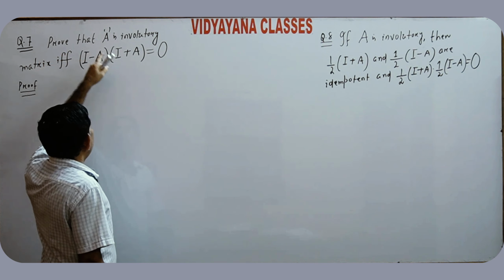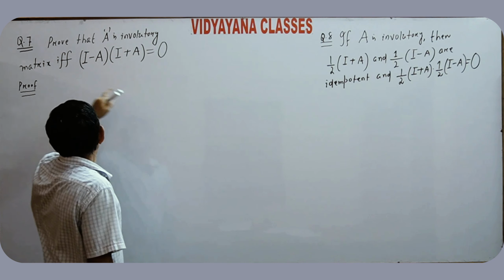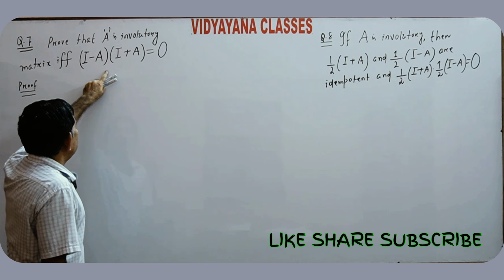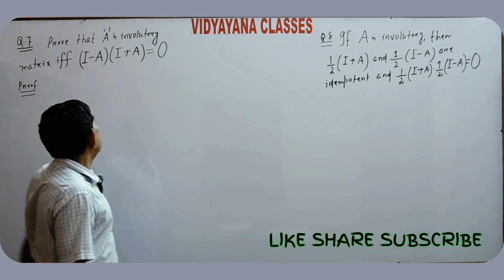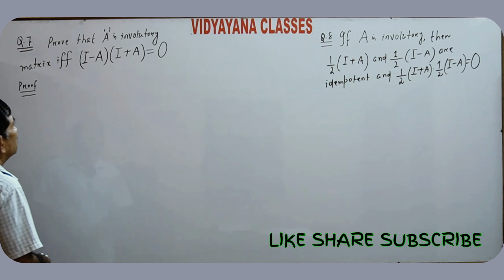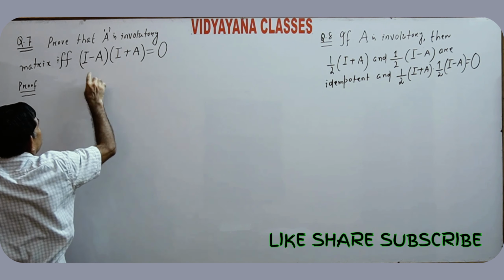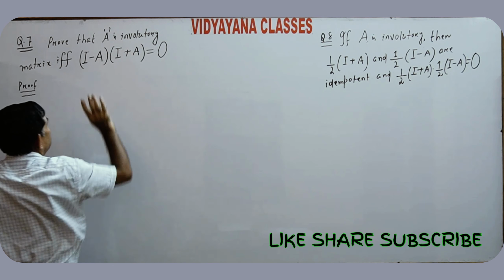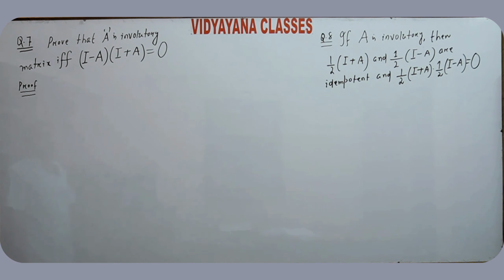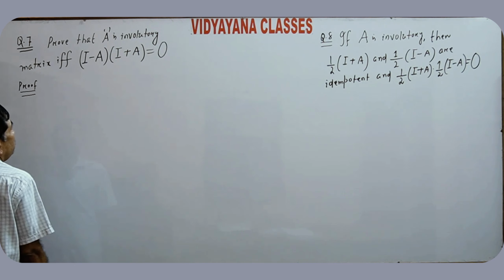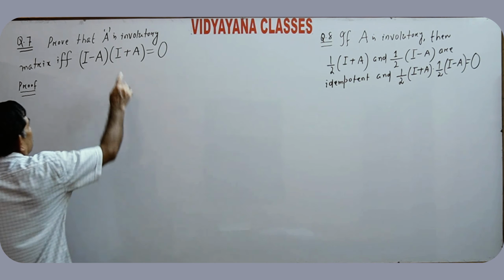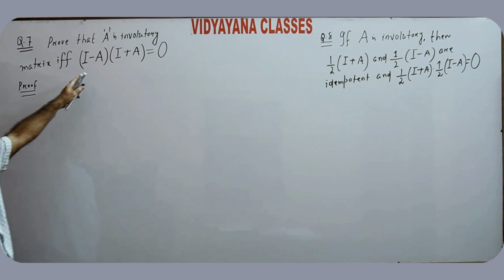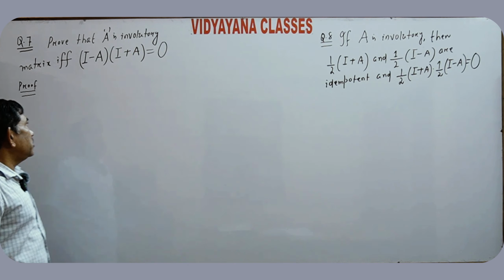Question number 7. Prove that A is an involutory matrix if and only if (I minus A) into (I plus A) is equal to the 0 matrix. We have to prove this product is equal to the 0 matrix when A is involutory. Again we will prove: A is involutory implies the product is equal to the 0 matrix.